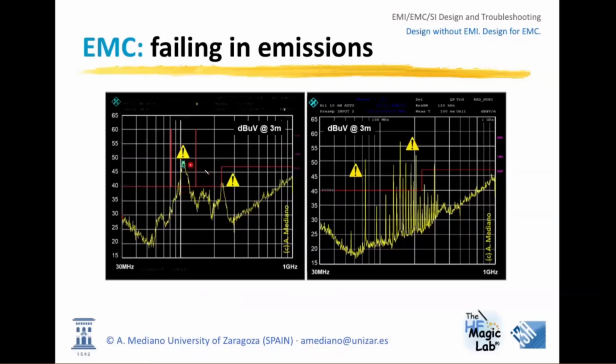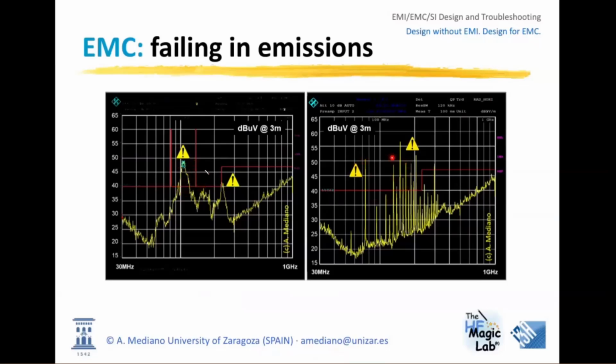And the other possibility is to have this kind of profile where we have emissions, or we have a specific electric field that is at a specific frequency. This is what we call a narrowband situation, and this is what we call a broadband situation, and it is related with the resolution bandwidth you are using in your analysis.